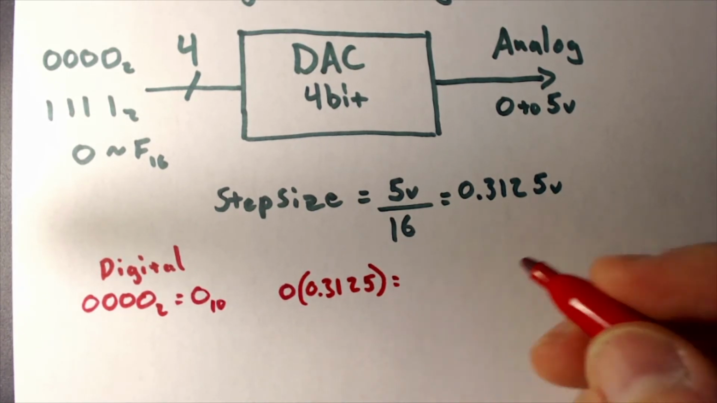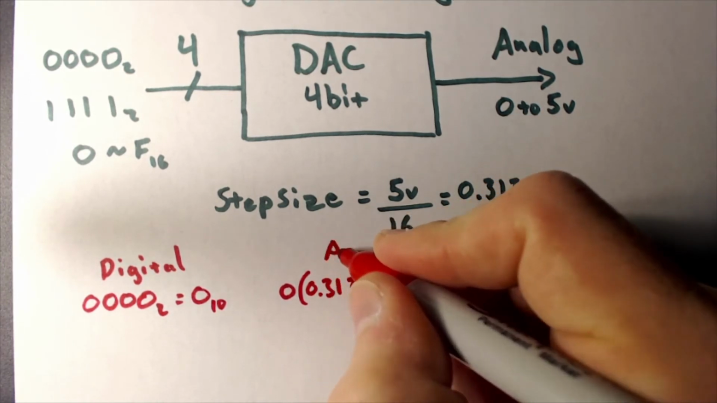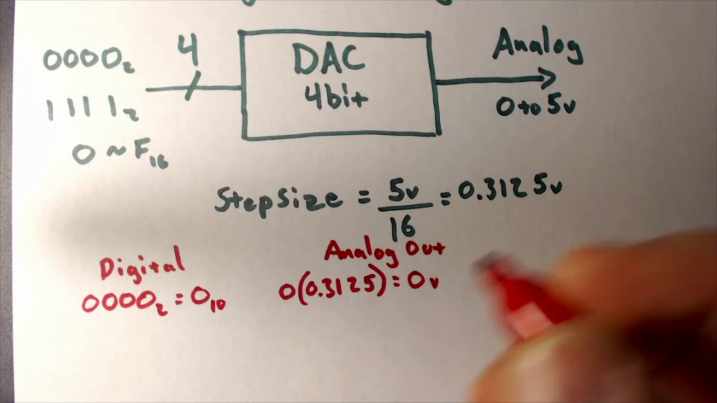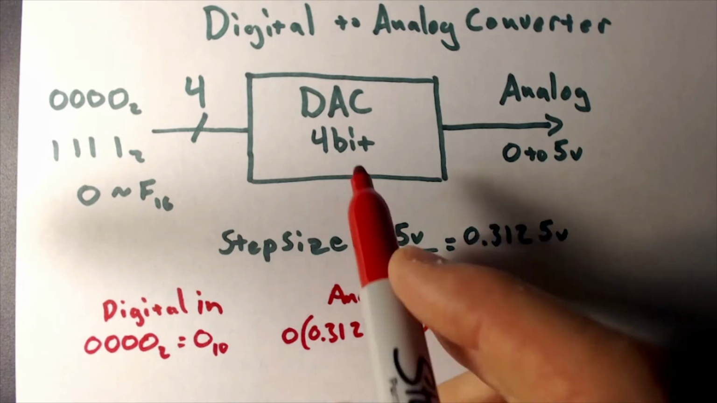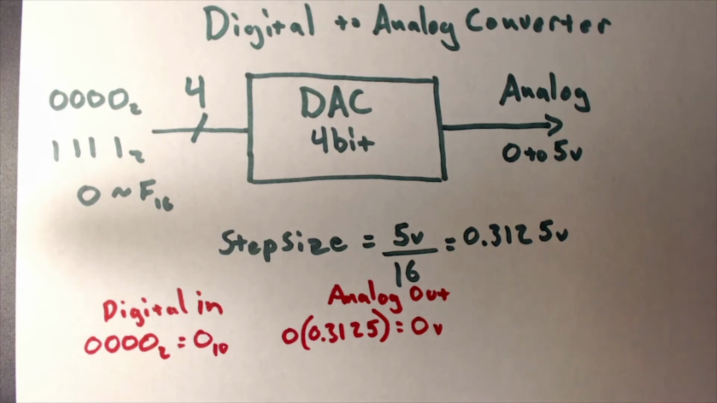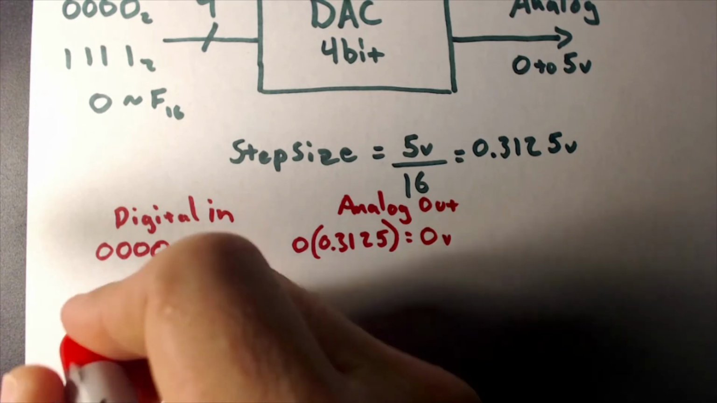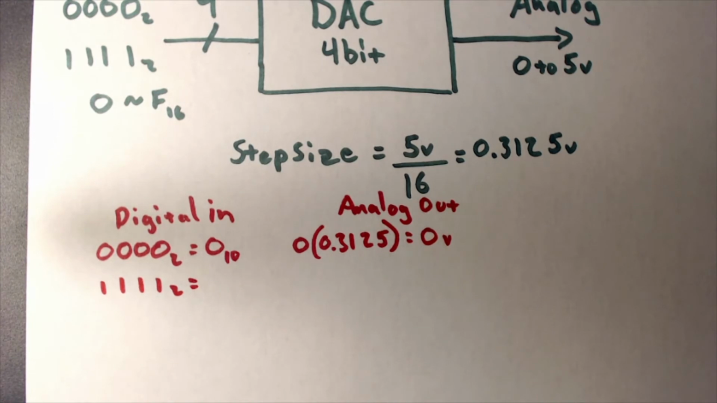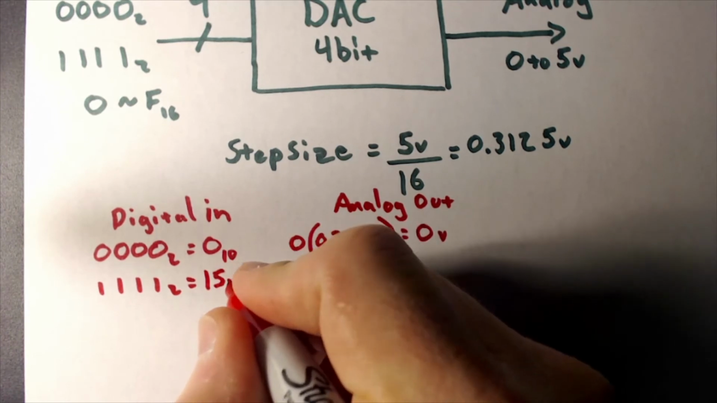Well, of course, that's going to be equal to 0 volts. So let me call this the analog out and the digital in. Okay, so when we give this DAC an input of 0, we get out 0 volts. Well, that makes sense. Okay, let's go ahead and make this the highest value: 1111 base 2, which of course is equal to F, or 15 base 10.